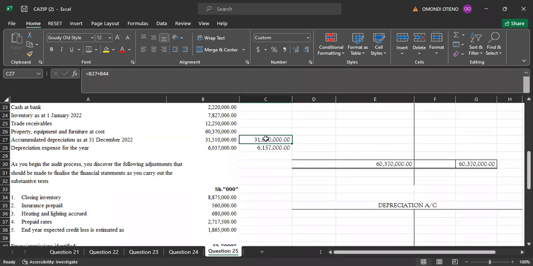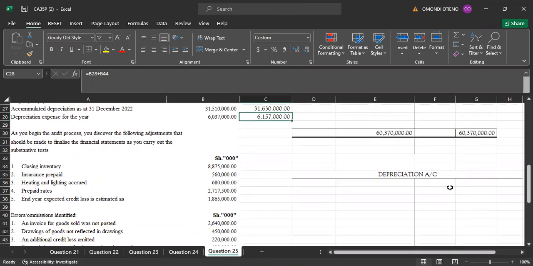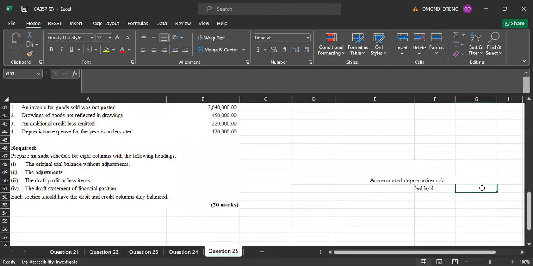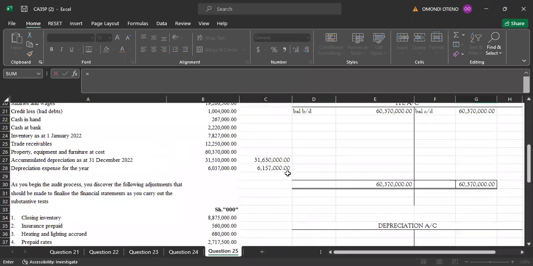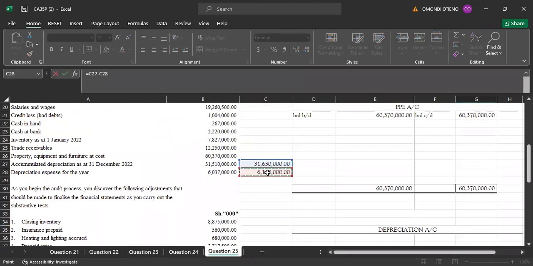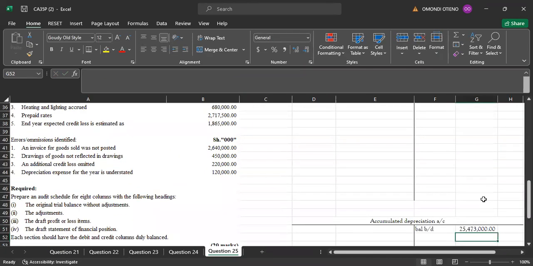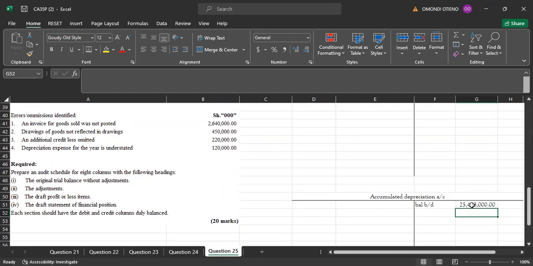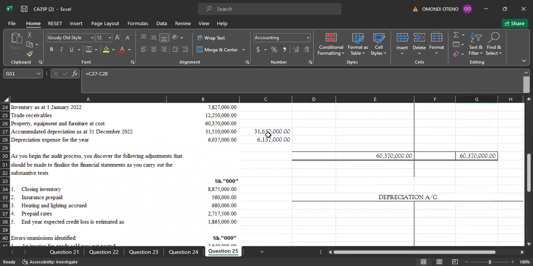And now that the whole of it has been included to give us accumulated depreciation as at the end of the year, that is 31st of December 2022, the difference between these two will give us the accumulated depreciation as at the beginning of the year. That's the balance brought down. But now we are able to see that our accumulated depreciation at the beginning of the year is less than what we have at the end of the year.